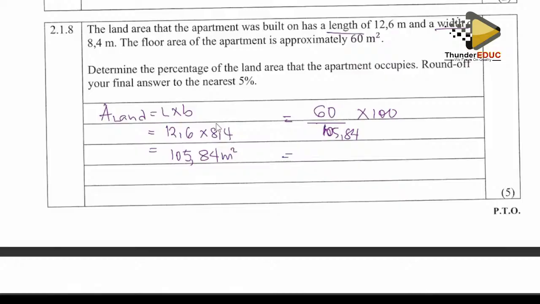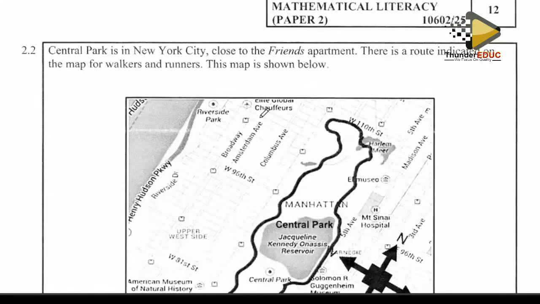60 divided by 105.84 times 100. So I have the answer as 56.69. But they said round off to the nearest 5. Now, this is already above 5, which makes it 60%. 60%. Okay. 2.2. Central Park is in New York City, close to the friend's apartment.